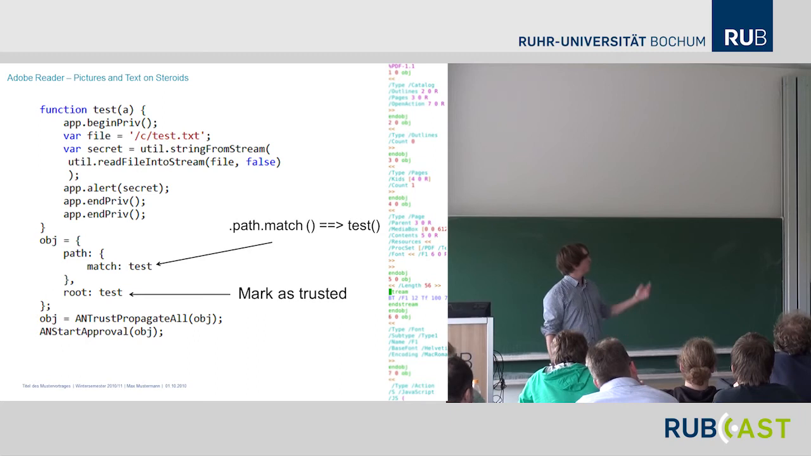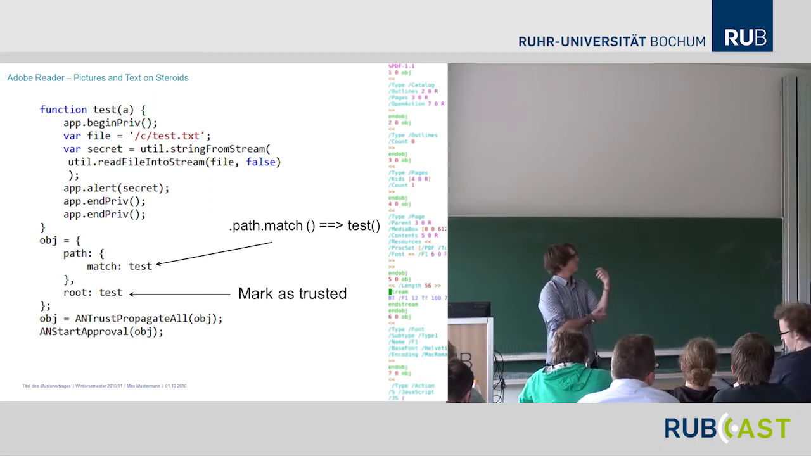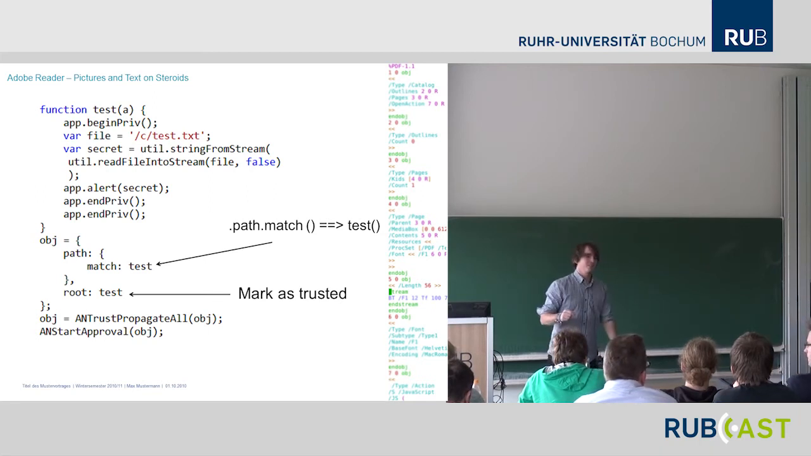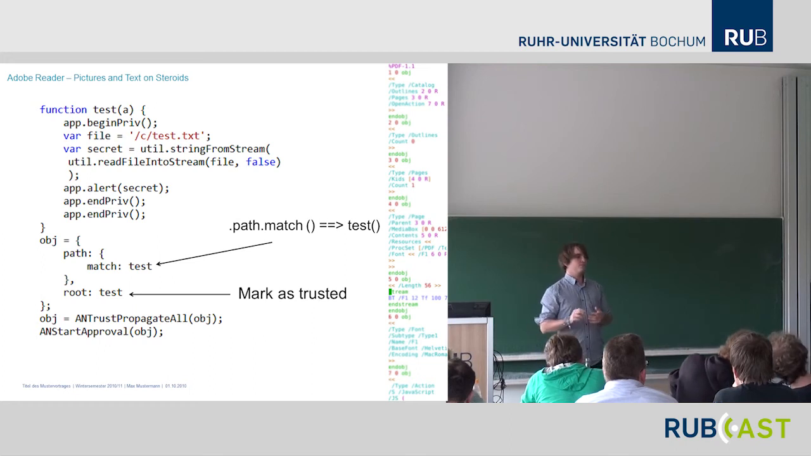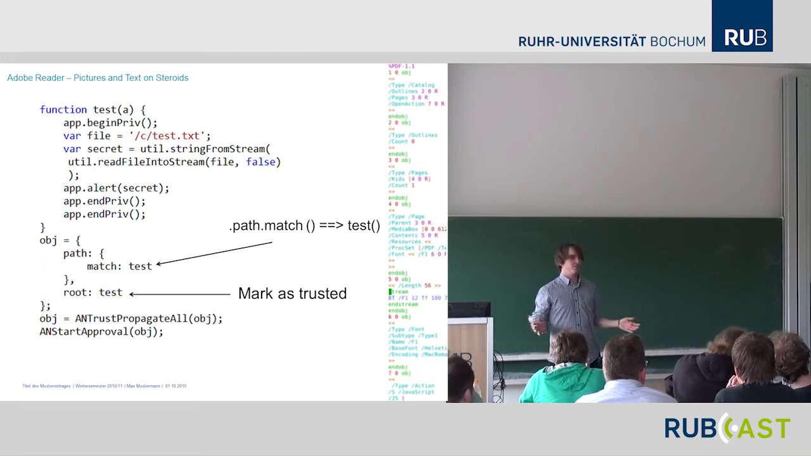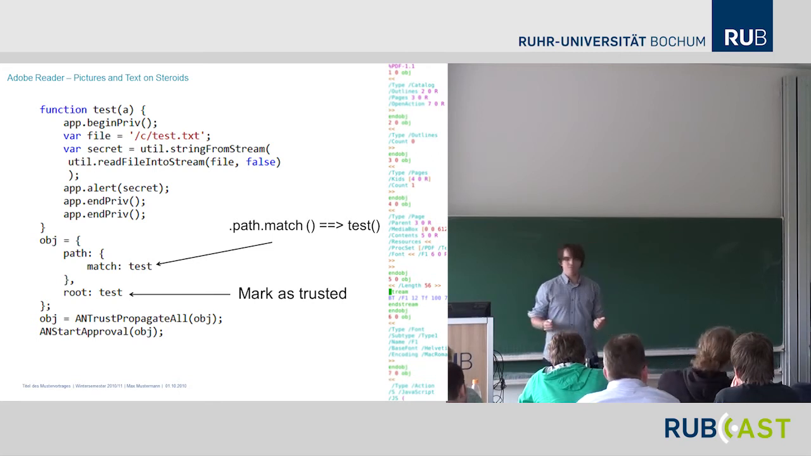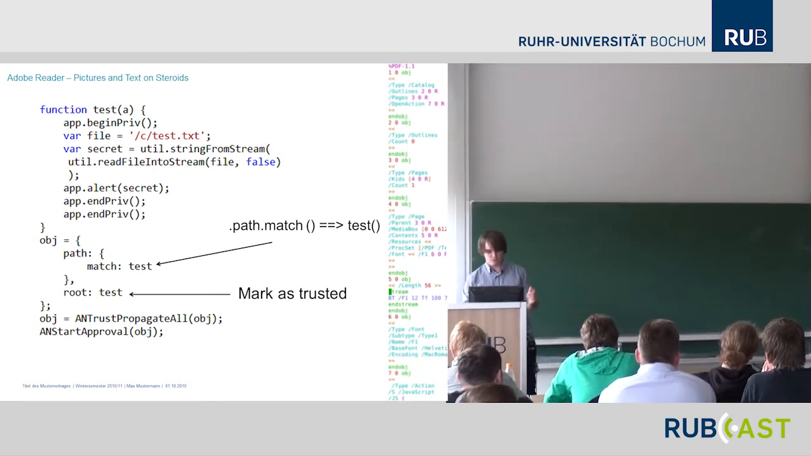As a payload, I always use util.stringFromStream and stringFromFile, read file into stream, because I think it's the most powerful to read files from the local file system. I have to say it's not possible to read files which are in the profile of the user, but it's possible to read every other file location. So Windows is not protected, as an example. And I'm going to show you that it worked now.